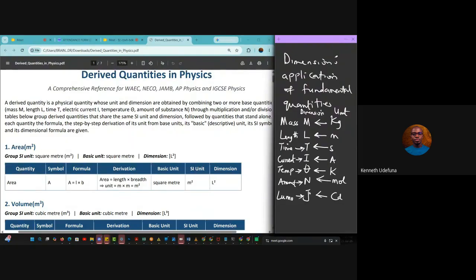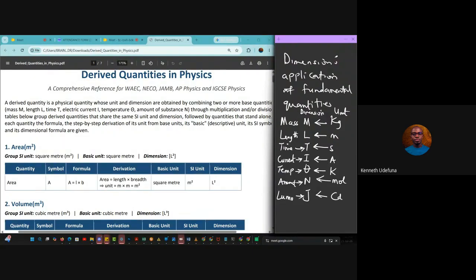I just say that this dimension simply means application. Nobody asks you that in exam. It's just for your own understanding. It's just an application of your fundamental quantities, and if you look at it now, you see that I'm applying my fundamental quantities. So that's all I need to tell you about it.